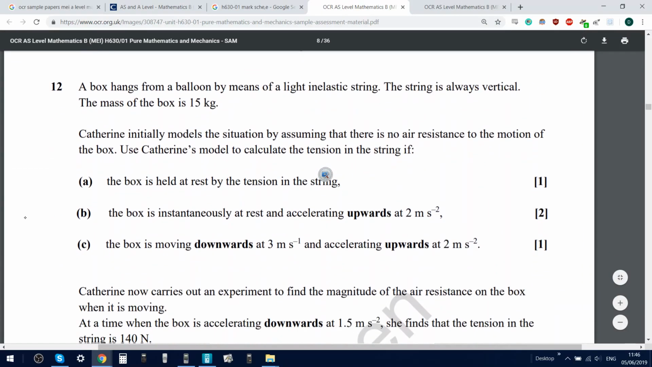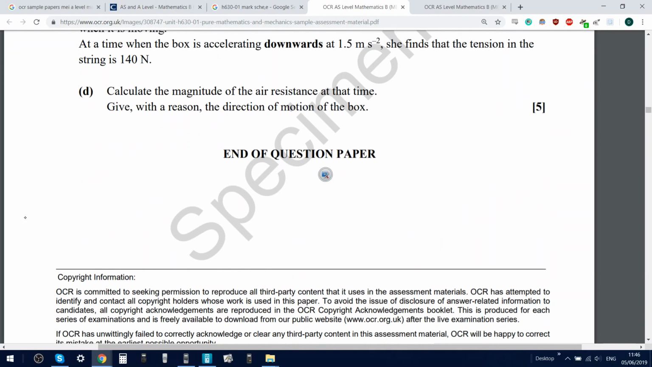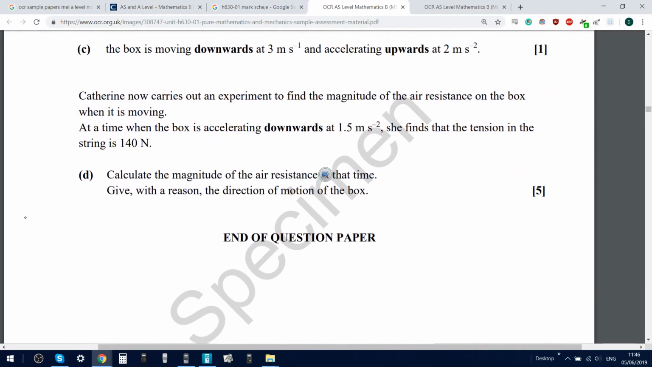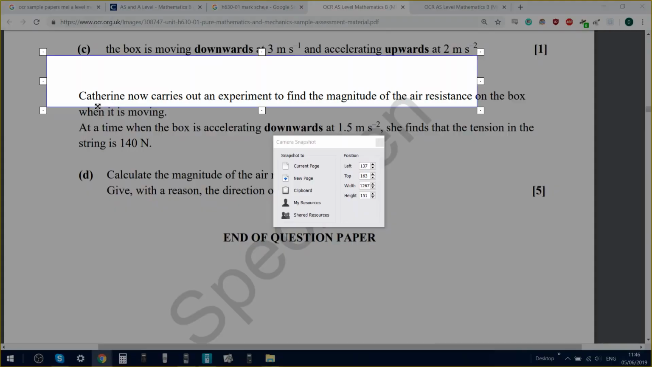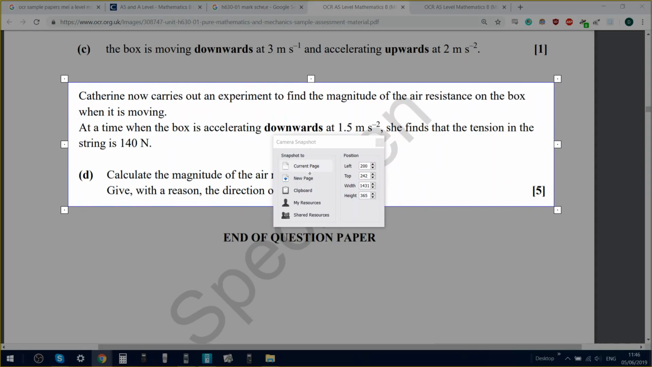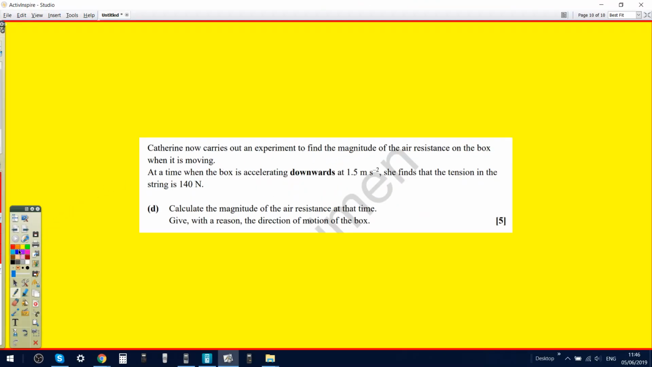Now 12D, the last part. I think I got how to do it. It's just got a little bit confused. So I'll just see if I can do it without the noise.